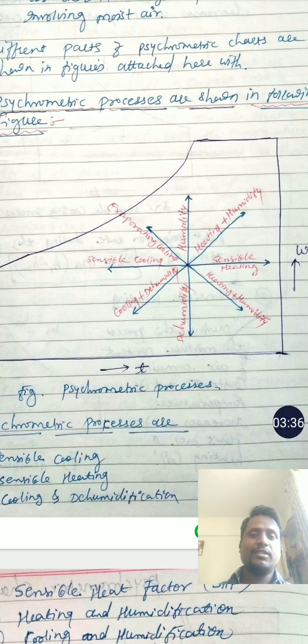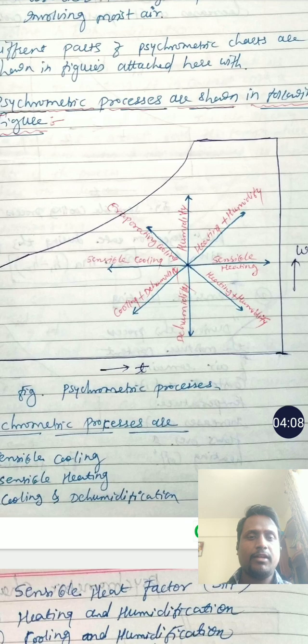Now in the second and fourth quadrants, in the second quadrant there is an evaporative cooling process, and here it is heating. In the fourth quadrant there is the heating and dehumidification process. What happens in the heating and dehumidification process, that is in the fourth quadrant? The temperature rises but the humidity ratio decreases. That's why it is called the dehumidification process, heating and dehumidification.